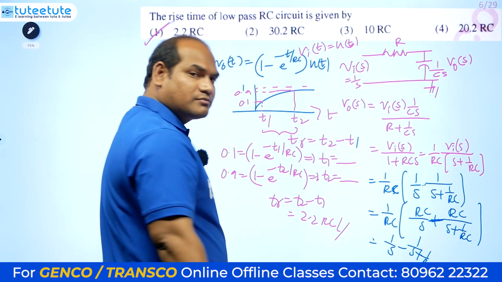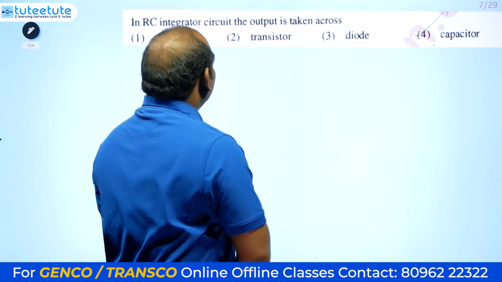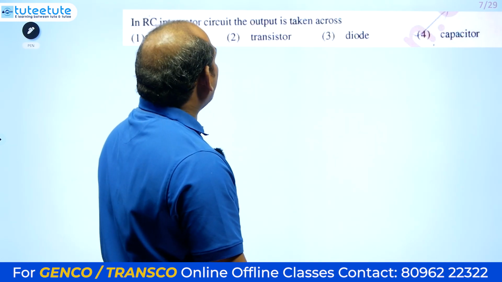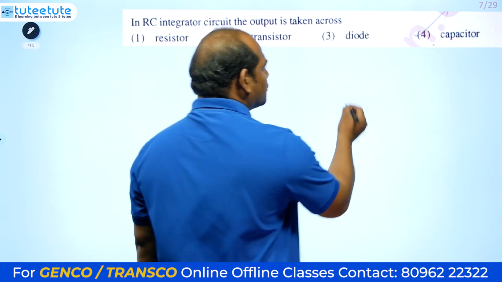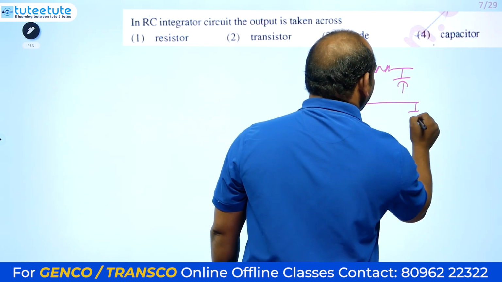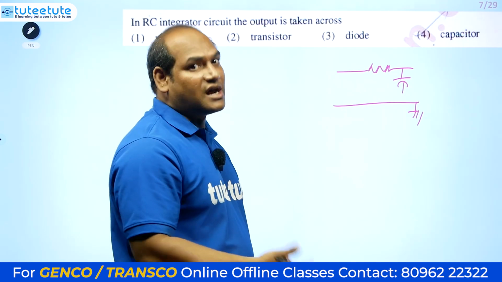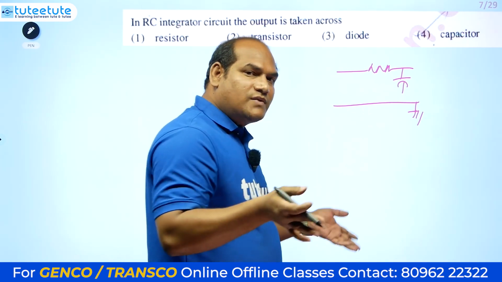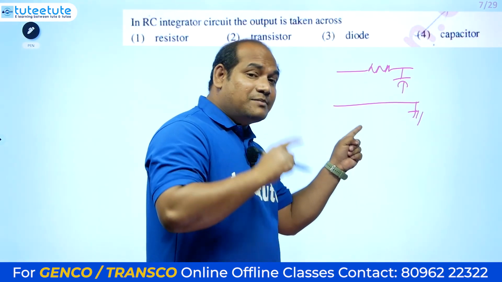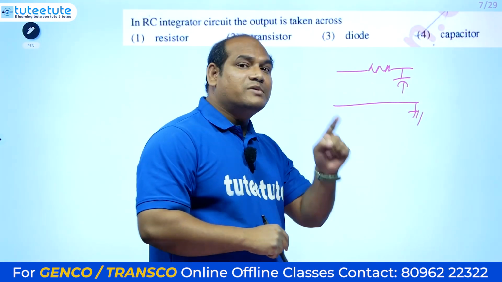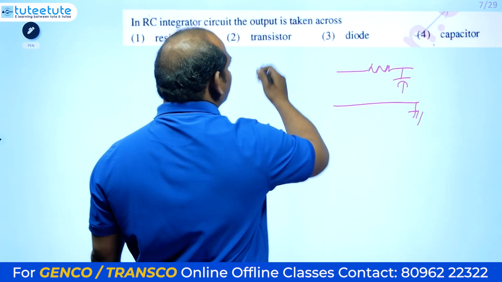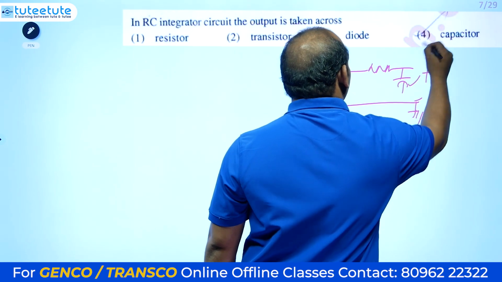That's it. Next, the next question is related to the RC integrator circuit. Output is taken across which component. Just now we have seen the RC integrator. A low pass filter can act as an integrator when RC is very, very large. Every low pass filter cannot act as the integrator. The low pass filter can act as an integrator when the time constant RC is very, very large. That is the point you need to remember. Now the question is very simple: where you are taking the output, across the capacitor.